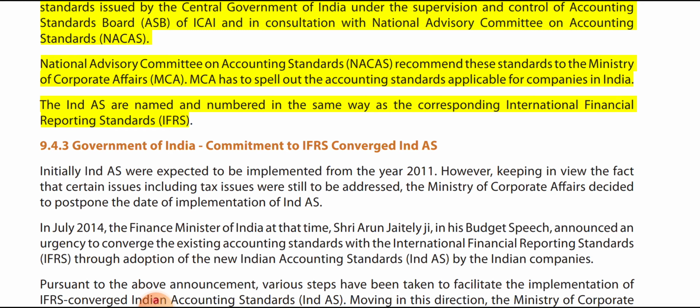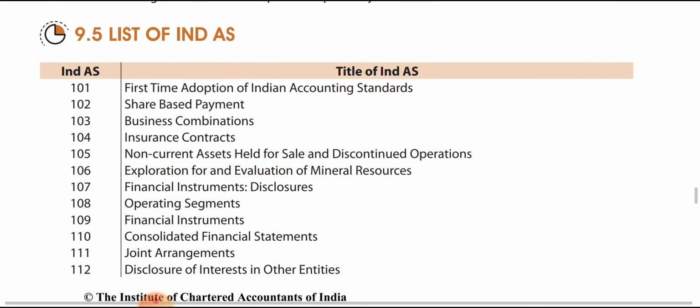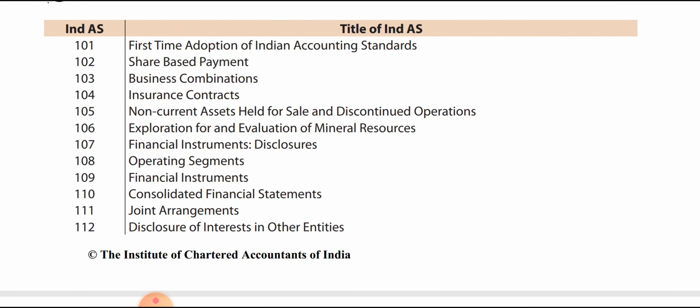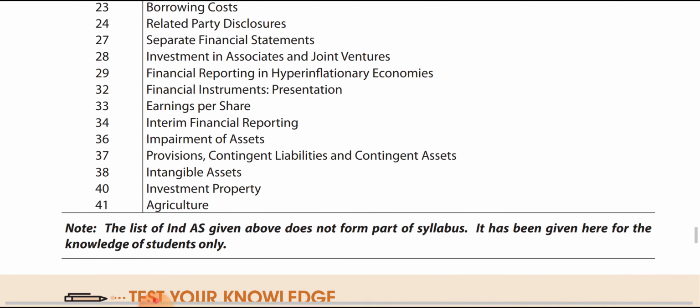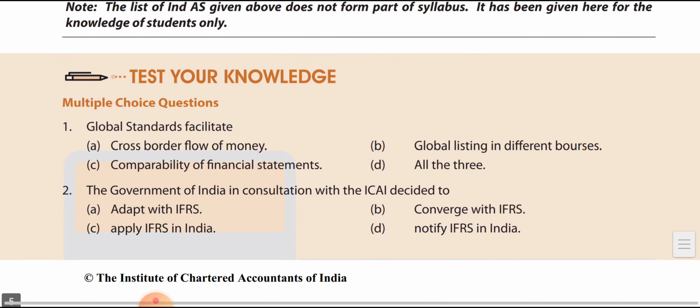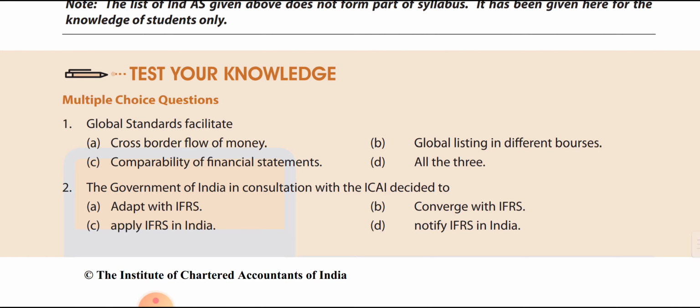Now see, Ind AS are named and numbered in the same way as IFRS. The names and numbers are the same, in line with IFRS. Okay. See, they have given you the list of Ind AS and their names. You can read this. Now let's go to the MCQs. Global standards facilitate what? Cross-border flow of economy, global listing in different countries, and comparability of financial statements. All three are possible if we follow global standards, right? So all three, D will be the correct answer.